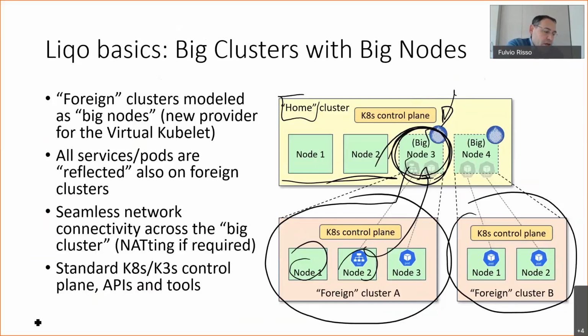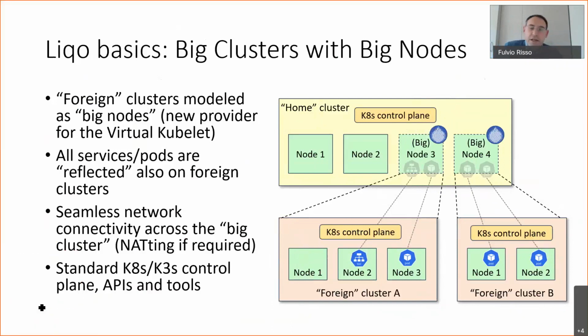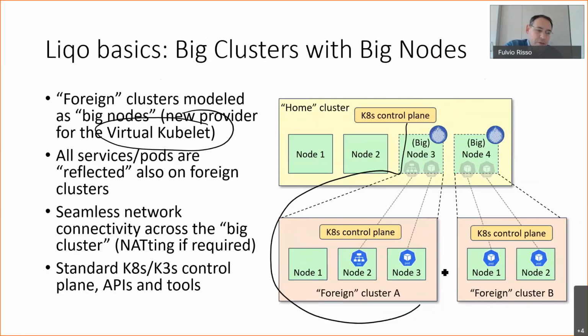Obviously, there are a couple of very important ingredients here. First, this kind of virtualization is done by the virtual kubelet. We greatly extended the virtual kubelet in order to do this kind of realignment between the home cluster, so the big node in the home cluster, and the foreign cluster that is actually abstracted by this big node.